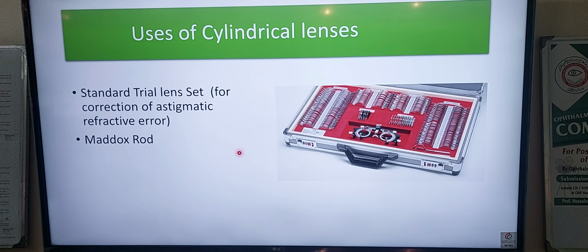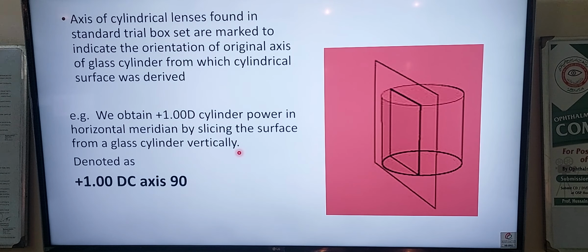Cylindrical lenses are used in standard trial lens set for correction of astigmatic refractive error and are also used in Maddox rod. The axes of cylindrical lenses found in standard trial box set are marked to indicate the orientation of original axis of glass cylinder from which the cylindrical surface was derived. For example, we obtain +1 diopter cylinder power in horizontal meridian by slicing the surface from a glass cylinder vertically, like that. So it will be denoted as +1 diopter cylinder at axis 90 degree.